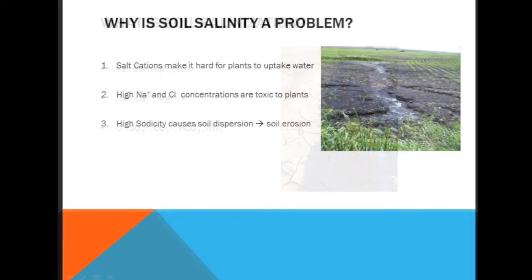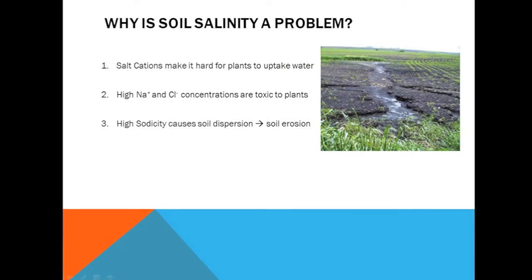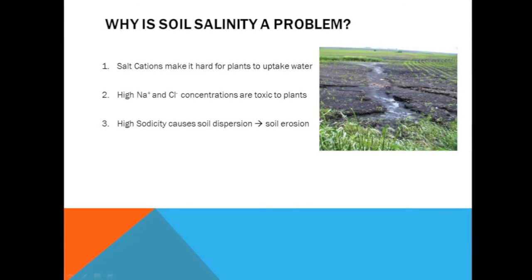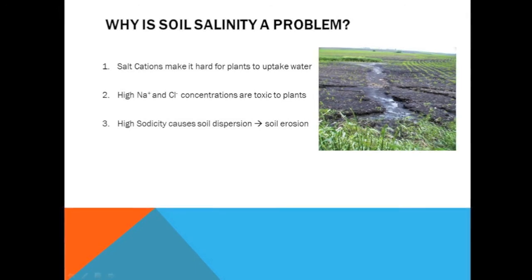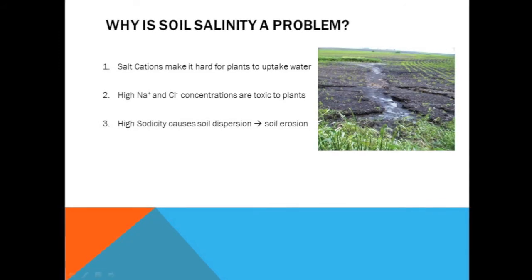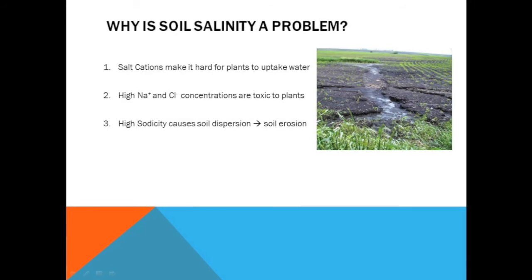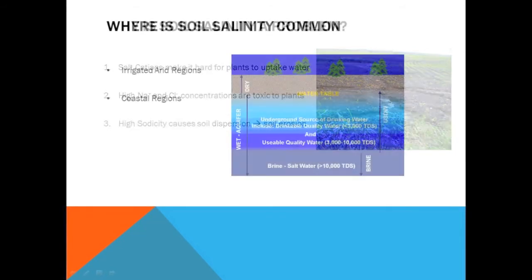Speaking in agricultural terms, high salinity in soil is a problem. First, salt cations make it difficult for plants to bring in the water and nutrients that they need to grow, so salinity effectively stunts the growth of crops. Secondly, high concentrations of sodium and chloride ions become toxic to plants. Thirdly, high sodicity, or in other words, high sodium concentration in soils, causes soil dispersion, making the soil more susceptible to erosion. This happens because the sodium cation absorbs clay particles in the soil, causing them to disperse.